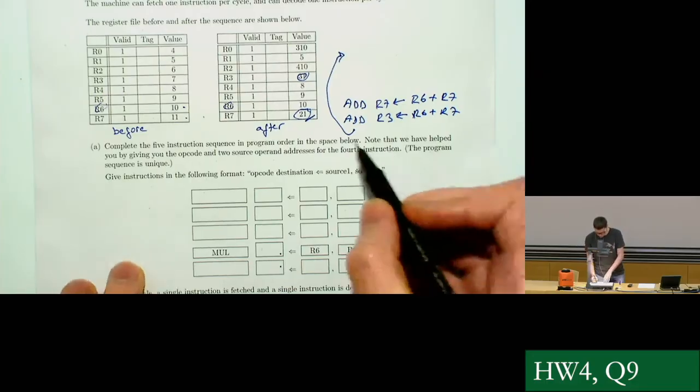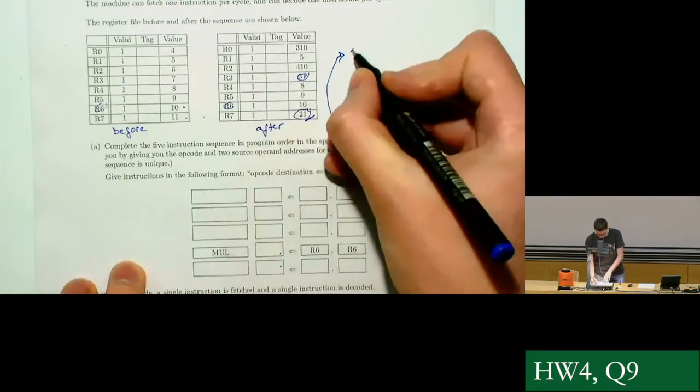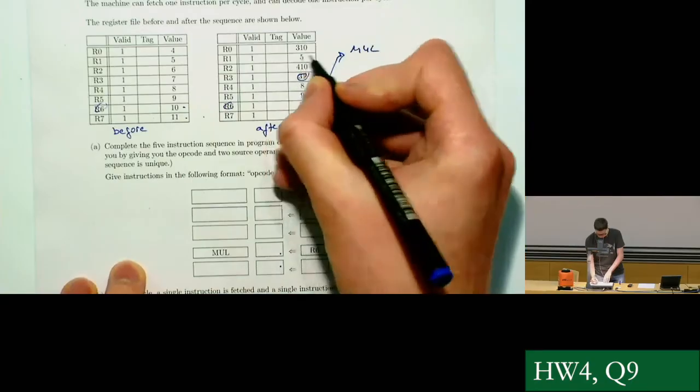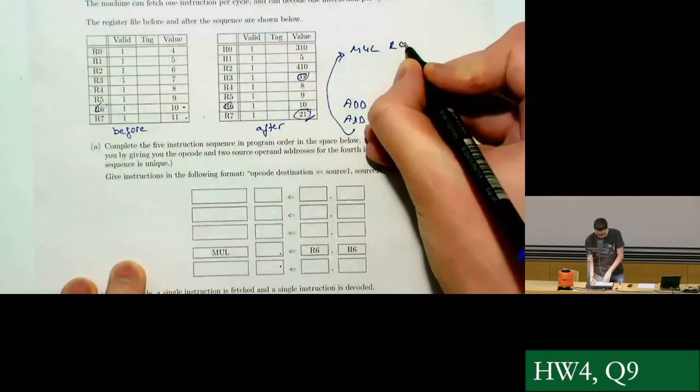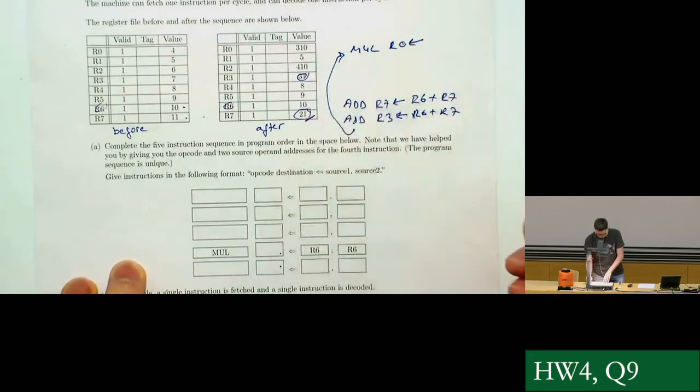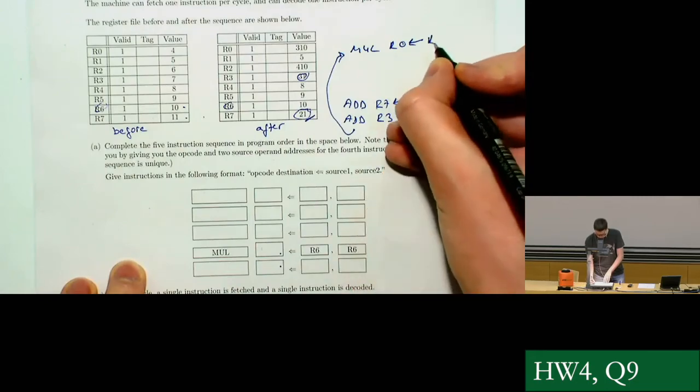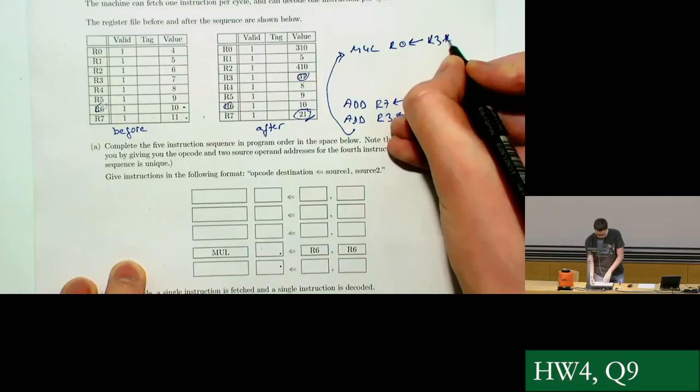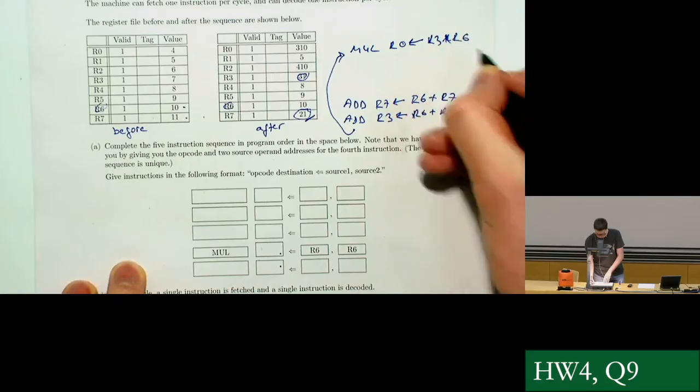But anyway, if we continue here, we said that we can get 310 to R0 by multiplying R3 and, sorry, this is multiply, R3 and R6.